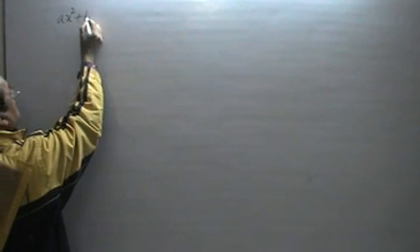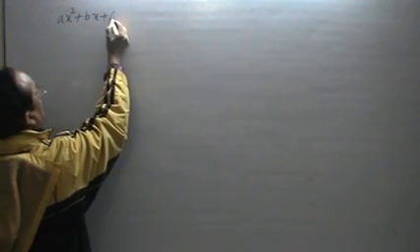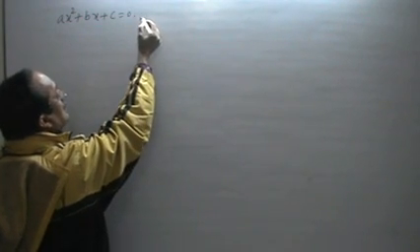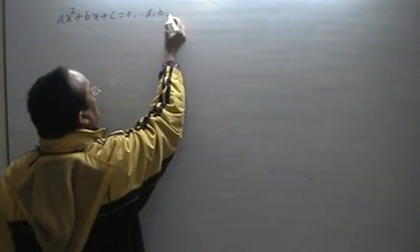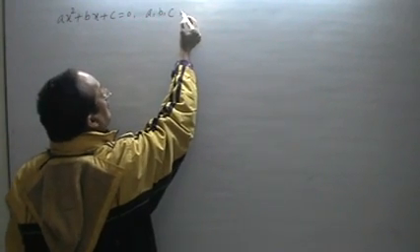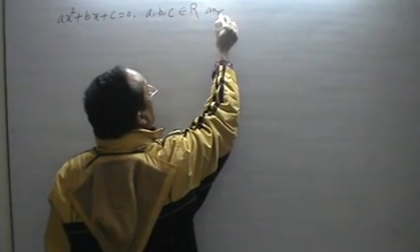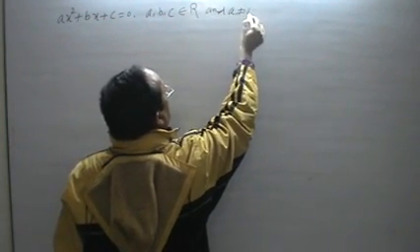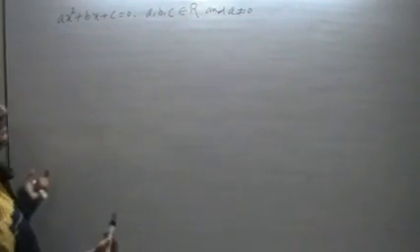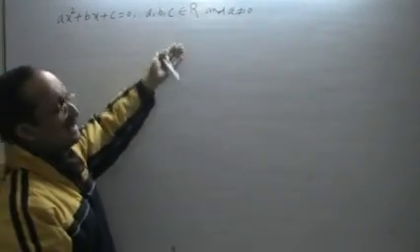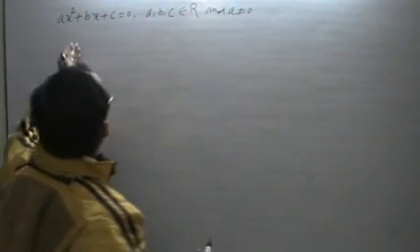Now let us consider a quadratic equation ax² + bx + c = 0, where a, b, c belong to the set of real numbers and a is not equal to 0. This is a quadratic equation. Okay, a, b, c are real numbers. They may be complex numbers also, but in every case a is not equal to 0. It is a quadratic equation.